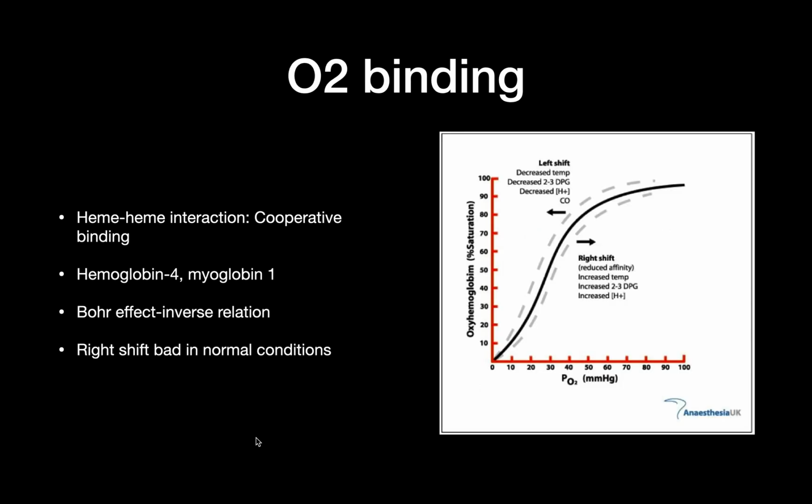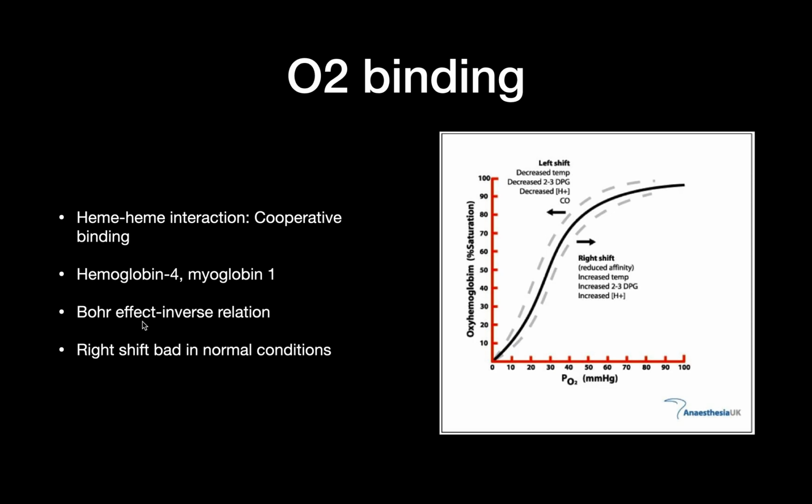So, oxygen binding. The heme-heme interaction of the molecules facilitates cooperative binding, which means that once one oxygen comes in and binds to hemoglobin, it makes it easier and encourages more oxygens to bind, so hemoglobin will be filled up. Hemoglobin has 4 oxygen sites, so 4 oxygens can bind, while myoglobin only has 1.